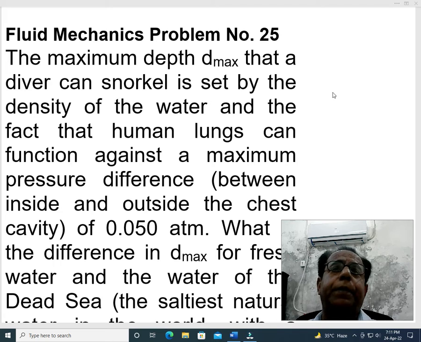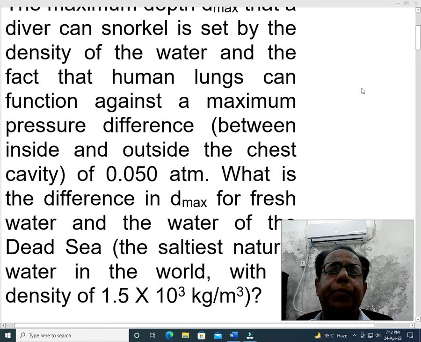The maximum depth D max that a diver can snorkel is set by the density of the water and the fact that human lungs can function against a maximum pressure difference between inside and outside the chest cavity of 0.050 atm, atmospheric pressure.